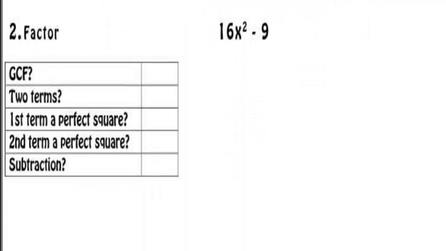Let's have our second example. 16x squared minus 9. Do we have any GCF between 16 and 9? No, I don't think so. So we don't have any GCF. Do we have two terms? Yes. Is the first term a perfect square? Well, 16 is 4 squared. x squared is a perfect square also.